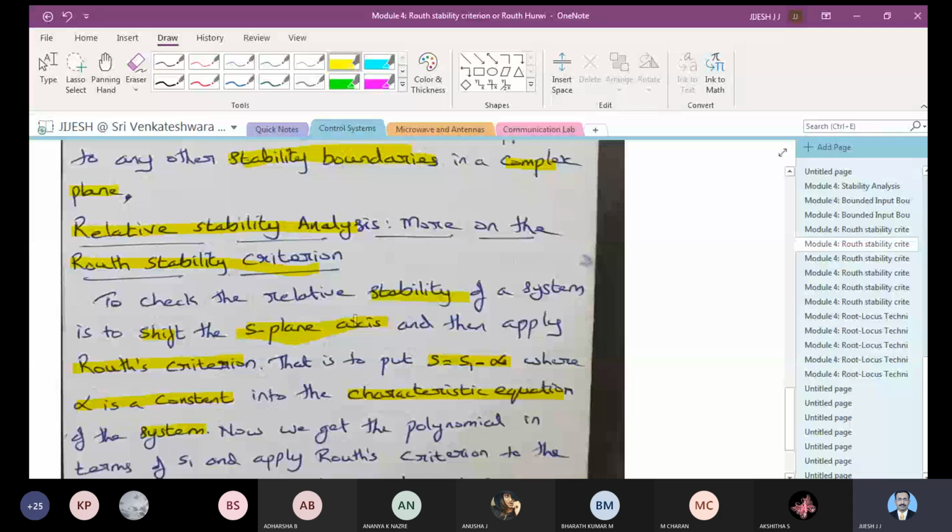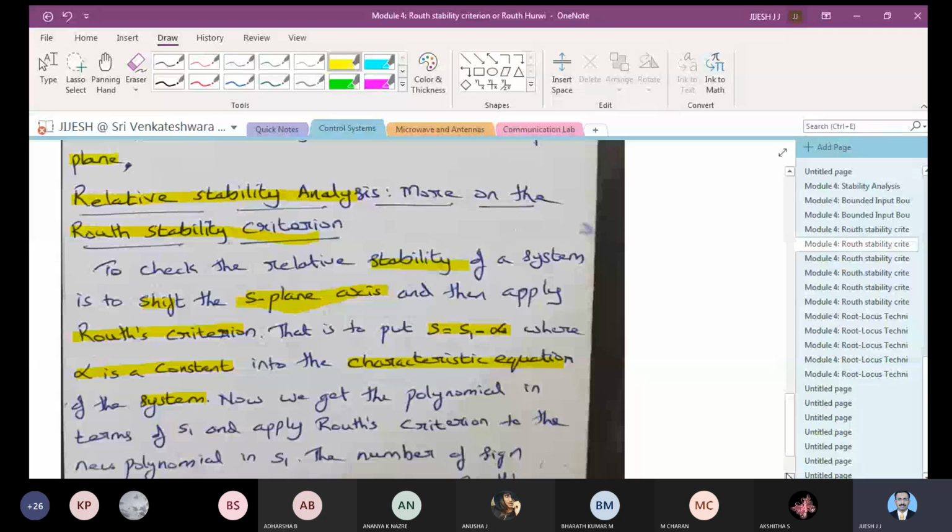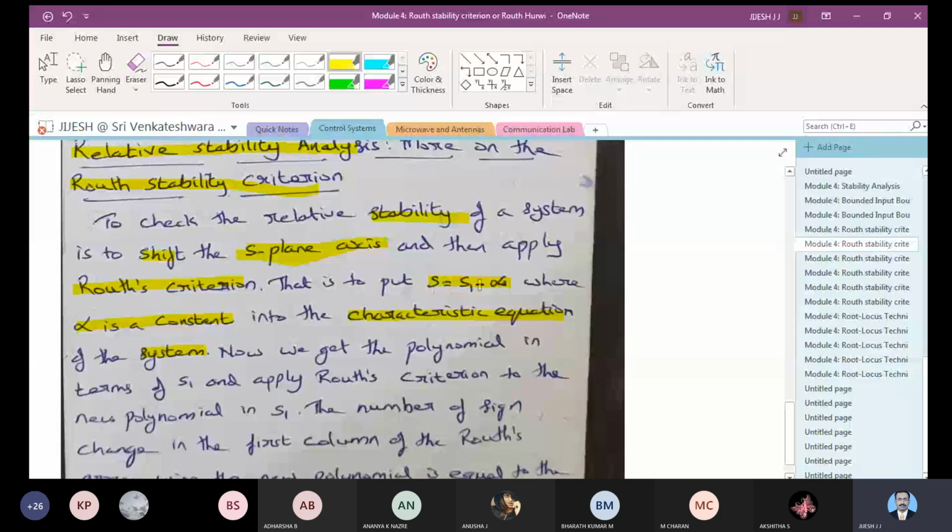Now we get the polynomial in terms of S1, and apply the roots criteria to the new polynomial in S1. These are a few things you have to understand. When we introduce S is equal to S1 minus alpha, we will come to know that the equation will get modified in terms of S1, and then you can apply the roots criteria to the new polynomial in S1.